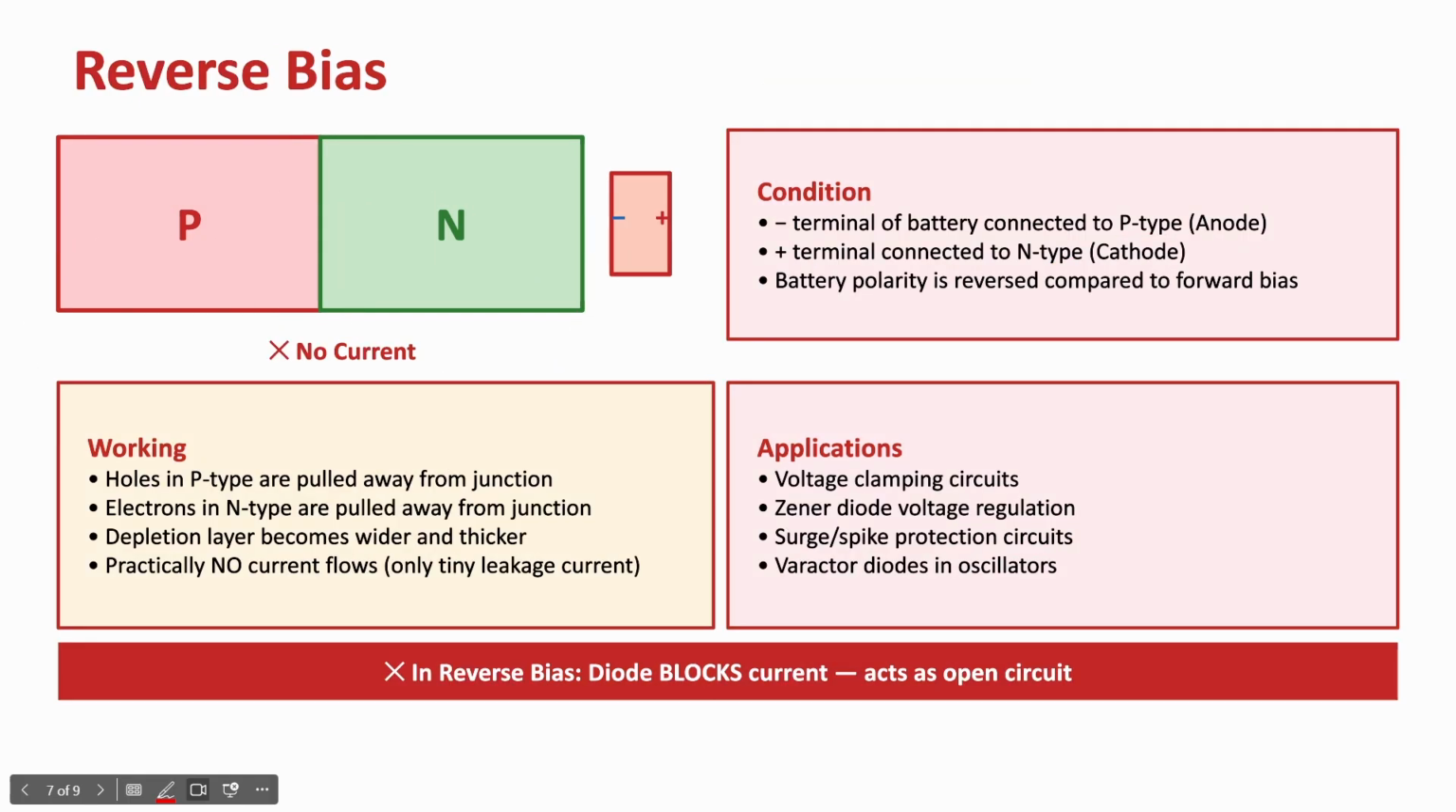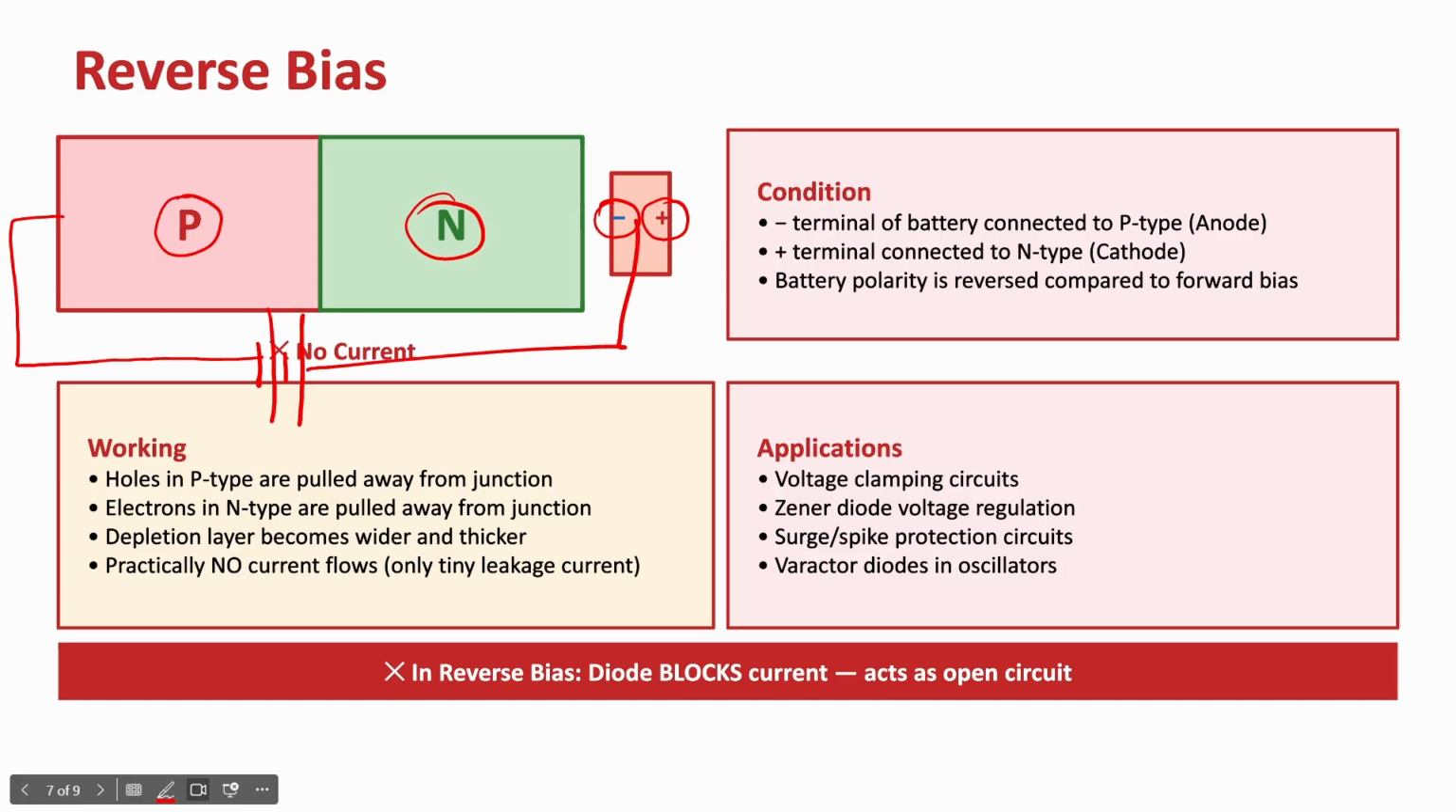Okay. Coming to the reverse bias. What will happen in reverse bias? See the condition: the negative terminal of the battery is connected to the p-type. Here is the p-type, connected to the negative terminal, and the positive terminal is connected to the n-type. In a diagram, if you draw it like this, the negative terminal is connected to the p-type and the positive terminal is connected to the n-type.